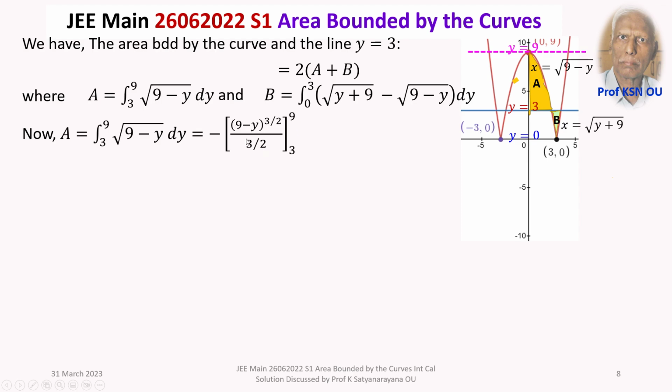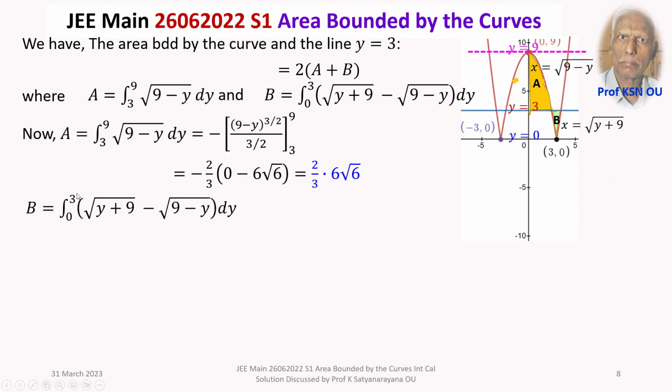Agreed. 1 by 3 by 2 is minus 2 by 3 into, for the upper limit, 9 minus 9, 0. For the lower limit, 9 minus 3, 6. 6 to the power of 3 by 2 is 6 root 6. Simplify, minus into minus is plus, 2 by 3 into 6 root 6. That's the contribution of A.